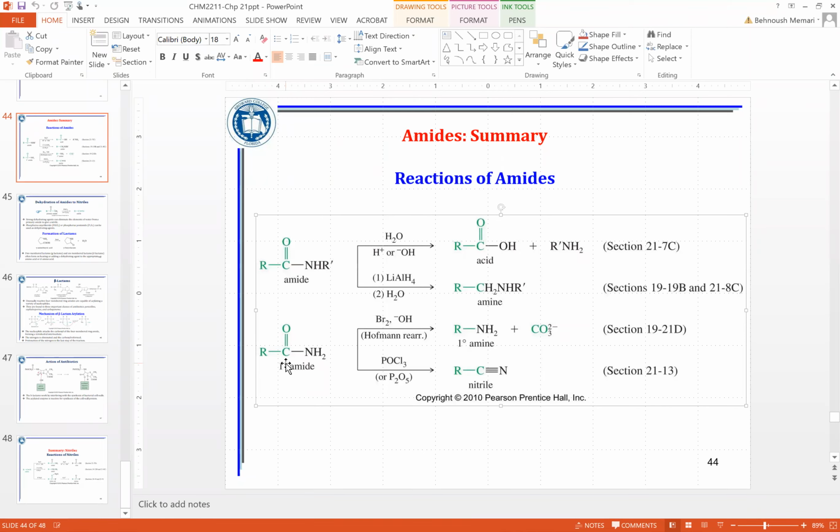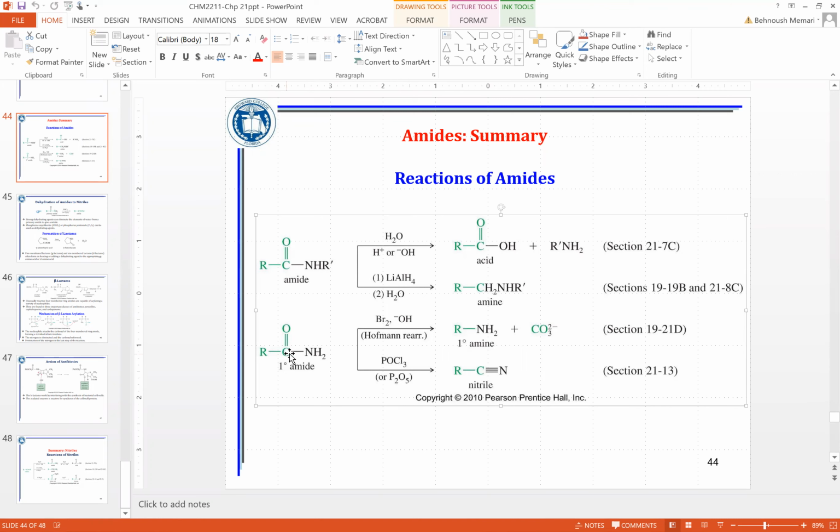With diphosphorus pentoxide, you can change the amide to nitrile. This is one of the rare reactions that is very specific. For amide changing to nitrile, you have to use this reagent, diphosphorus pentoxide.